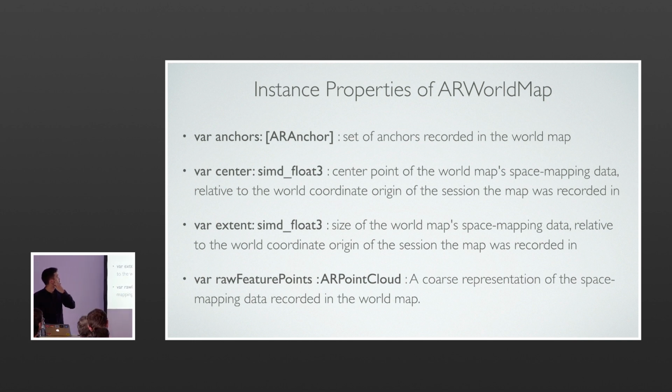This is quickly the different components of AR world map. So they are the anchors, which can be also the object that you're going to make appear, the center, the size of the world map, and the raw feature points, which I think are the AR point cloud thing. So one picture for menu, and here we are.